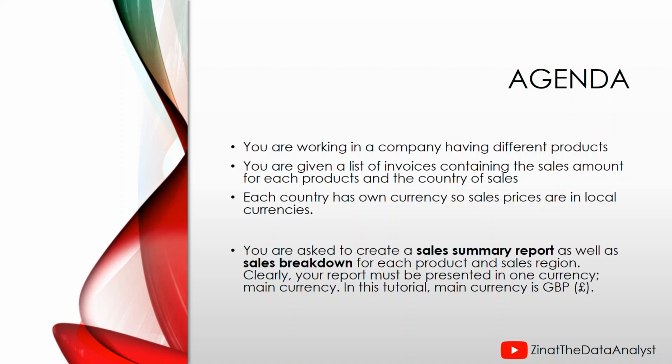You are working in a company having different products. They ship the products to different countries for one customer. You are given a list of invoices containing the sales amount for each product and the country of sales. Clearly, each country has its own currency, so sales prices are in local currencies. You are asked to create a sales summary report as well as a sales breakdown for each product and sales region. Literally, your report must be presented in one currency, the main currency. In this tutorial, the main currency is pound sterling.